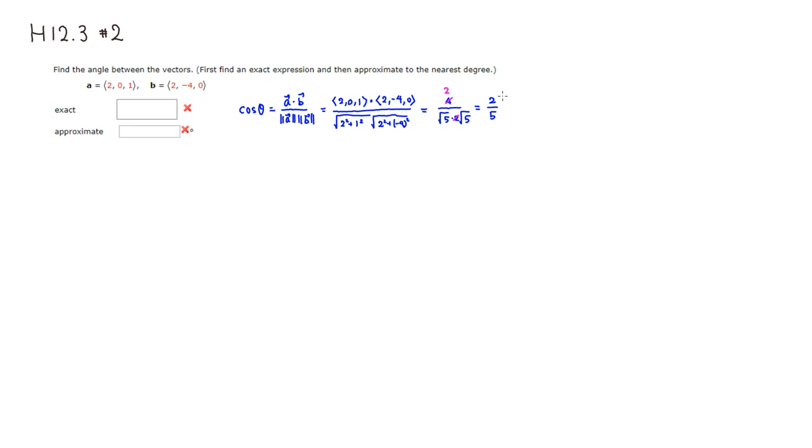If you want just the angle, you just need to take the arc cosine of both sides, so you have theta is equal to arc cosine of 2/5. So let's type it in first.